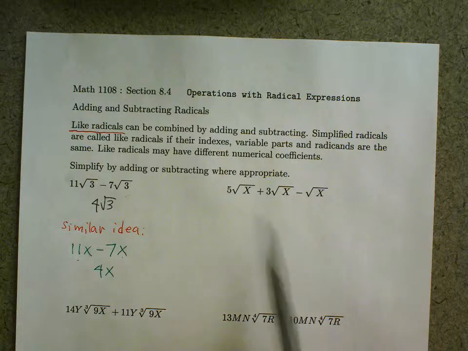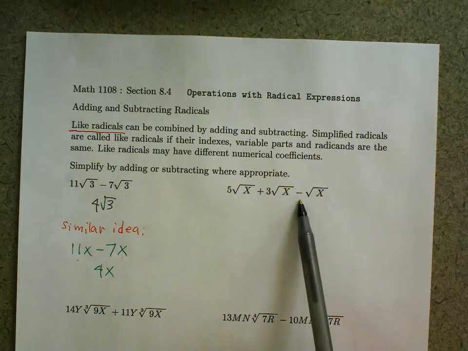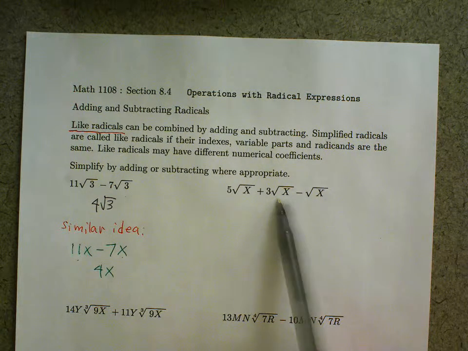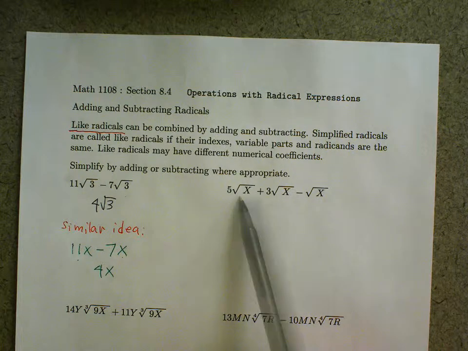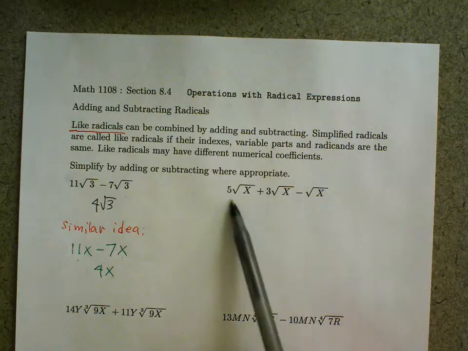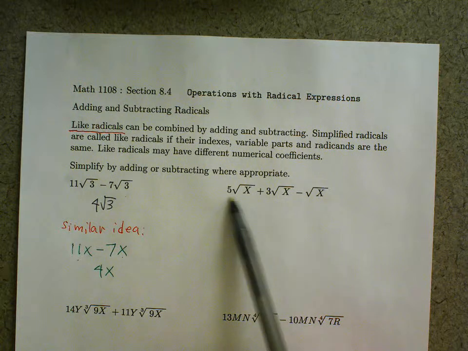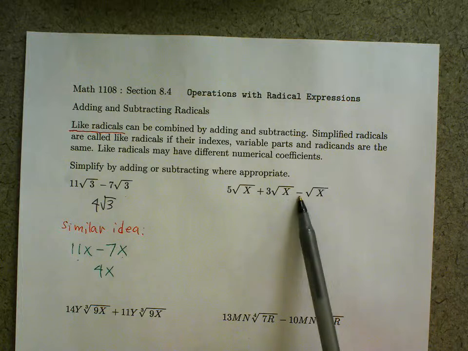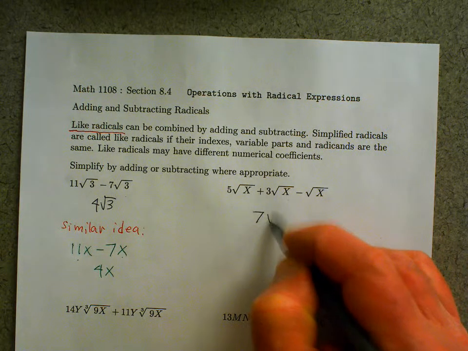In the next example, 5 times the square root of x plus 3 times the square root of x minus the square root of x. Each of the radicals is simplified as much as possible, and the radicals are the same, so we can combine by adding and subtracting. 5 times the square root of x plus 3 times the square root of x is 8 times the square root of x, and then we subtract 1 square root of x, and we end up with 7 times the square root of x.